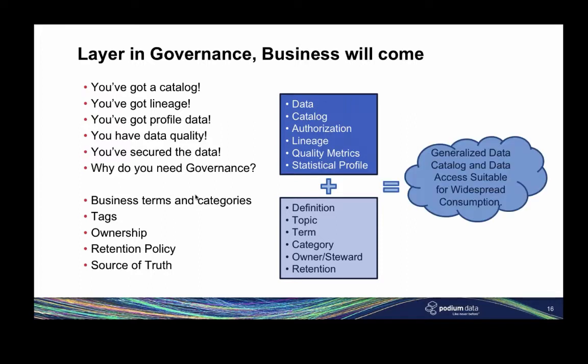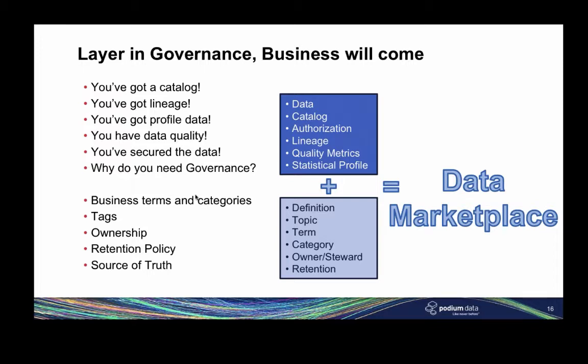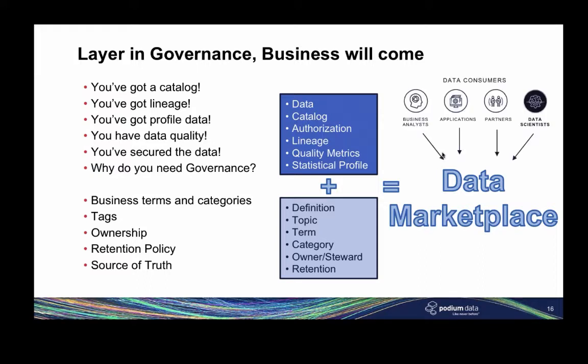Now, you put those together, and what you get is a generalized data catalog and data access that's suitable for widespread consumption, or a data marketplace, right? So with business definitions as well as statistical profiles and knowledge that I can only get to what I'm supposed to have, and it's got lineage, right? You can now open up the doors to your data marketplace.